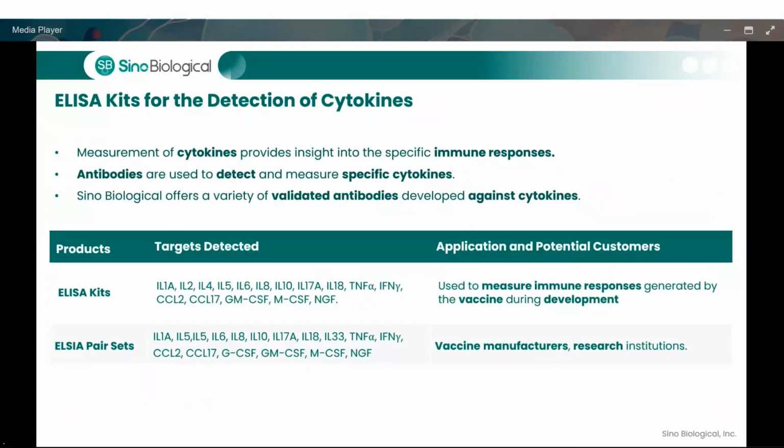ELISA kits are used to measure the amount of cytokines such as TNF-alpha, IL-2, interferon gamma, and other cytokines, which provides insight into the specific immune response. Sino Biological offers a variety of validated ELISA kits and antibody pair sets developed against a lot of cytokines to monitor and detect the residual cytokines.